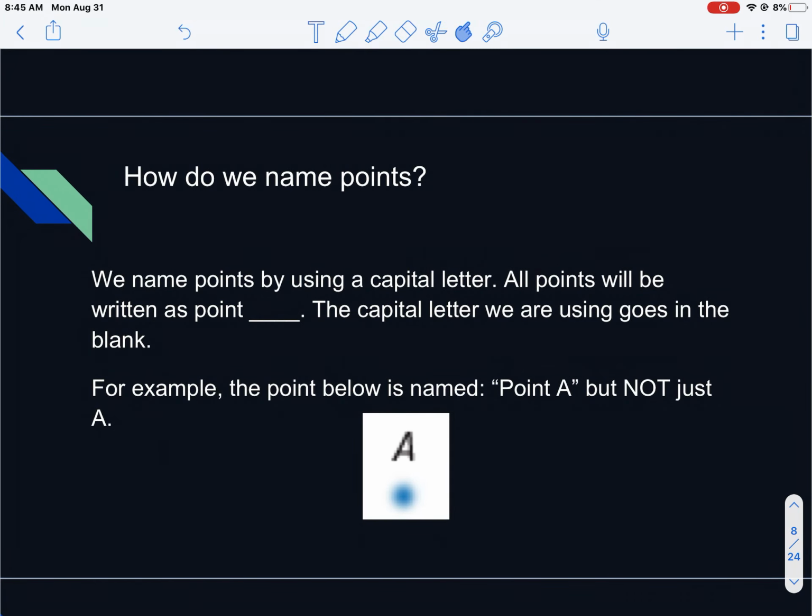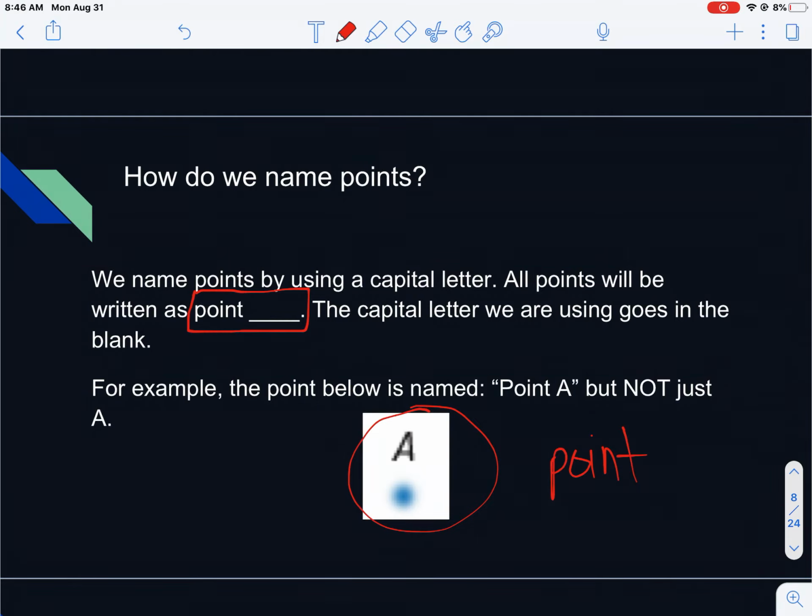And how do we name points? So we name points by using a capital letter. And what you're going to do is you're going to write point blank. And in the blank goes whatever the point's name is, right? So this guy down here is called point A. Now, a common mistake I see is that students just write, name a point A. That's wrong, right? A is just a capital letter. That doesn't mean anything, right? This is point A. Okay? It's not just A. It's point A. Okay?